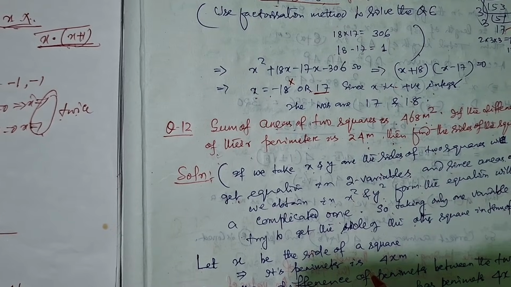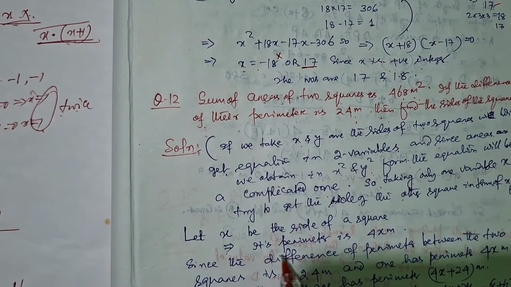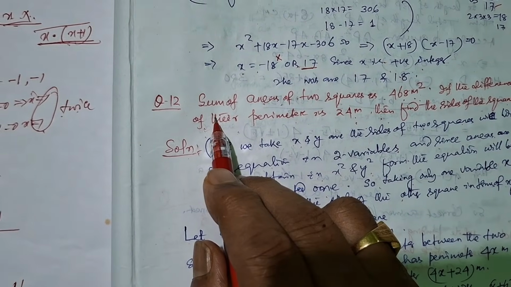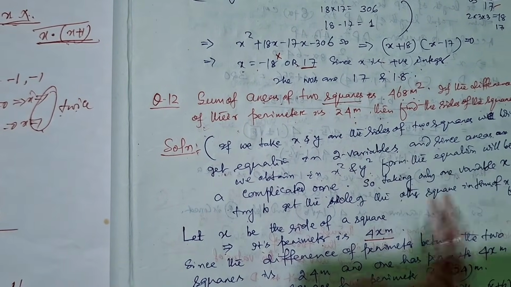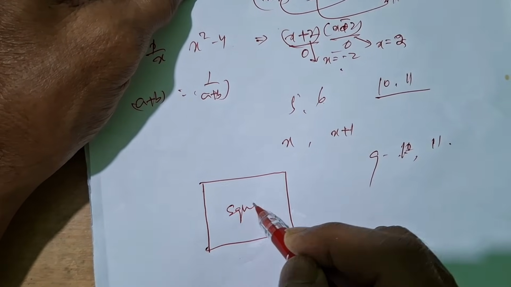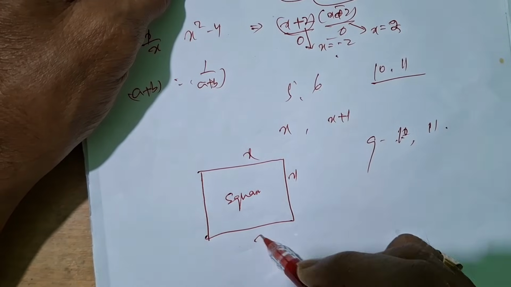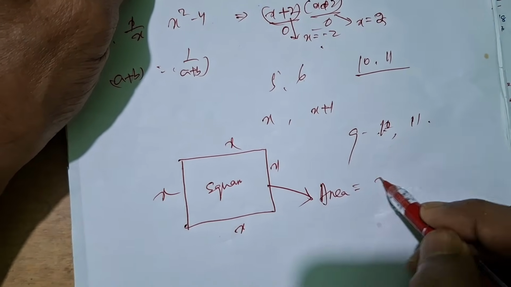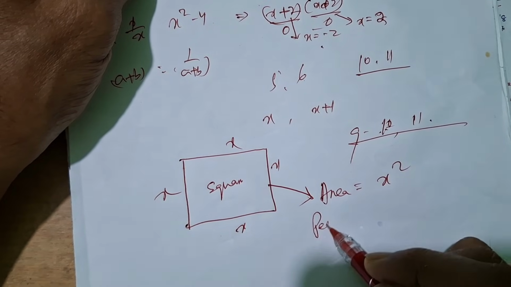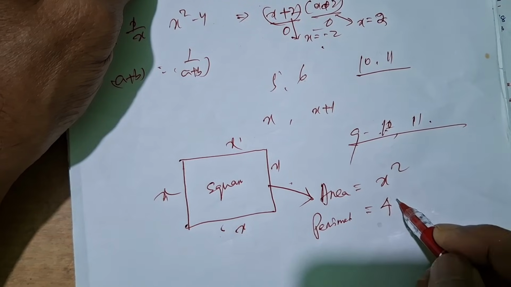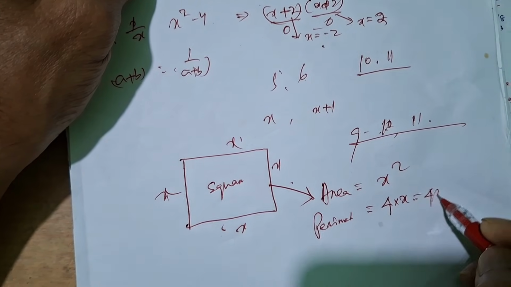So let x be the side of a square. Its perimeter is 4x, because it is given that these are squares, not x square. If the side is x, what is the area? Area is equal to x square. What is the perimeter? 4 into x, that is equal to 4x.